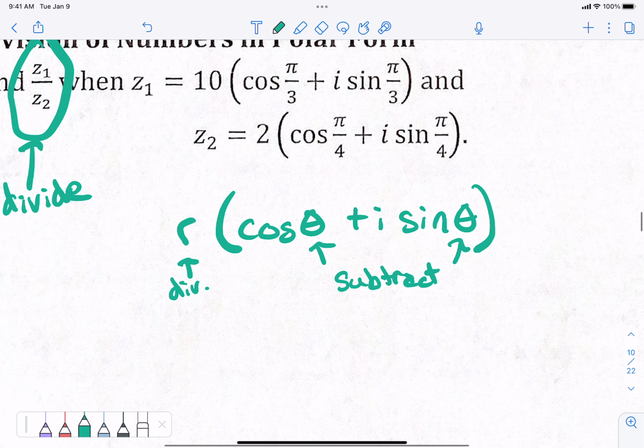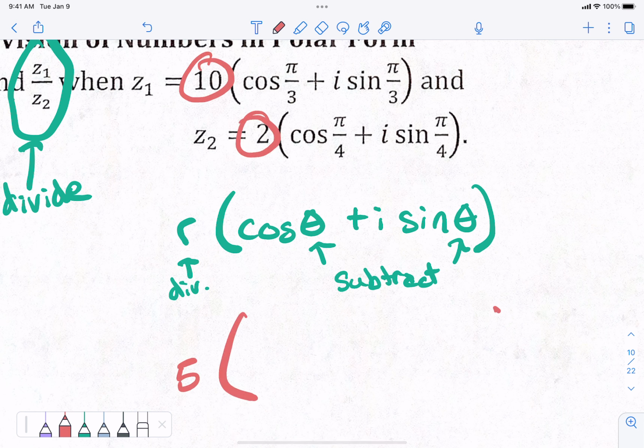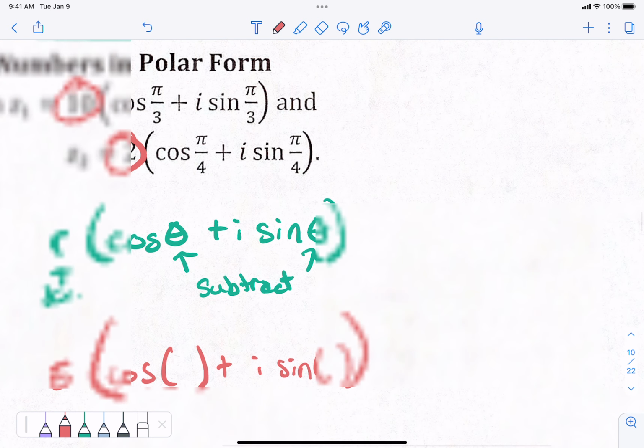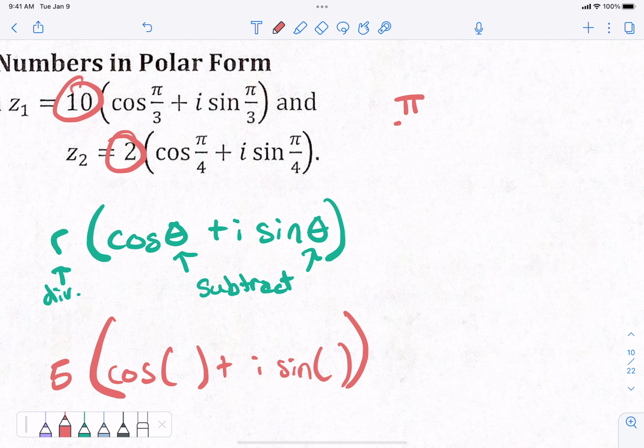So what's my r out in front going to be? 10 divided by 2 is 5. Then we've got cosine of whatever my theta is plus i times sine of whatever my theta is. And I have to subtract them. What am I subtracting? I'm going to do it off to the side. 12. Pi over 3 minus pi over 4.